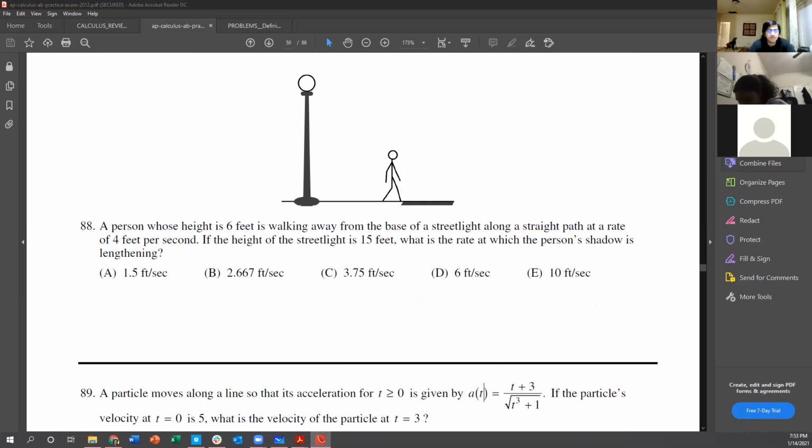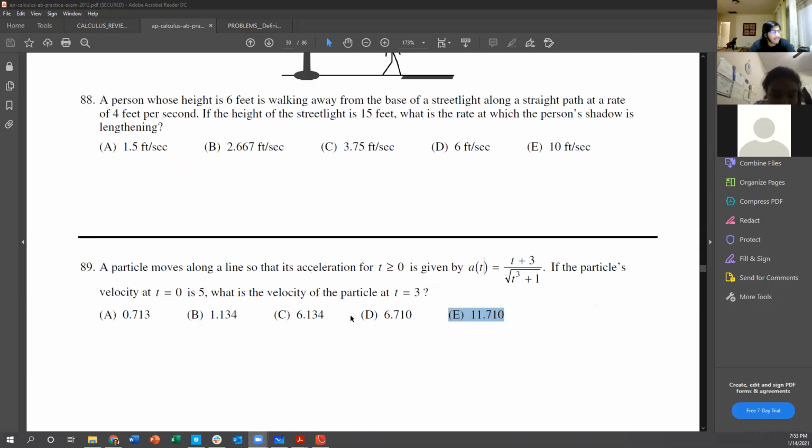So for 89, just so I can remember it. Sure. Velocity is just going to be the integral, right? But speed is going to be the integral of the absolute value. Like if it was asking for speed. No. Okay. So velocity is the integral of acceleration. Yes. Speed is the magnitude.